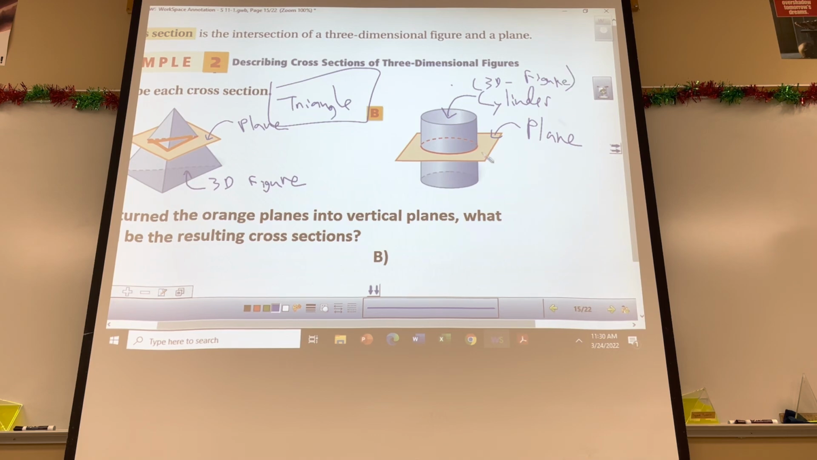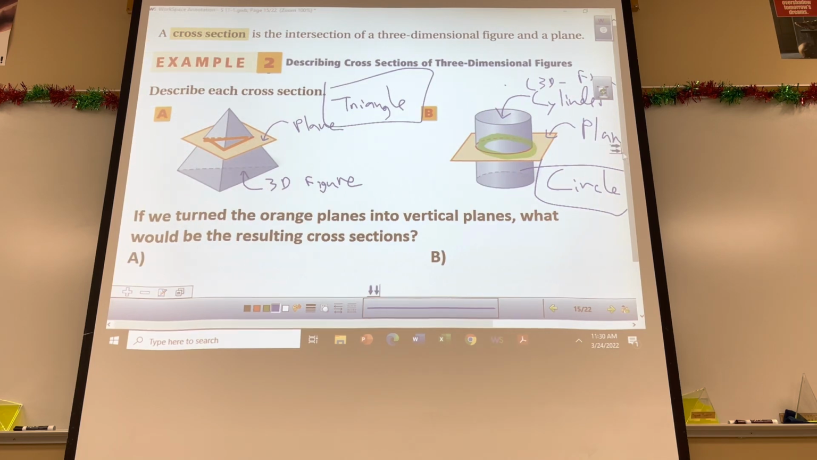Now, what is the shape of our cross section? Let me hear from Alex. Yeah, it's a circle. All right, there it is. That is our cross section. It is a circle, and that is our answer. Any questions on that?